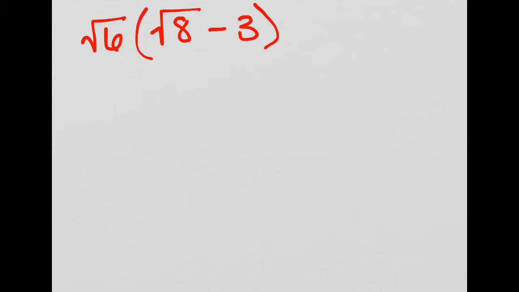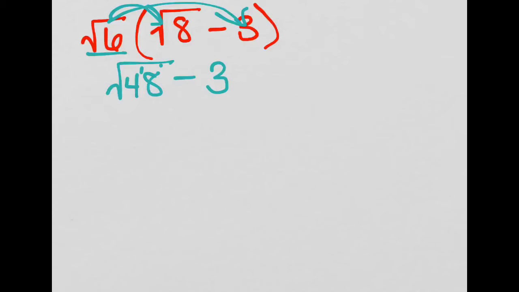Let's say I have the square root of 6, and I'm multiplying it by the square root of 8 minus 3. With this distributive, I'm going to say square root of 6 times that. I'm going to get the square root of 48 because I am multiplying the 6 and the 8. So square root of 48. And then I'm saying times this is minus. I'm going to keep that 3 in the front times the square root of 6.